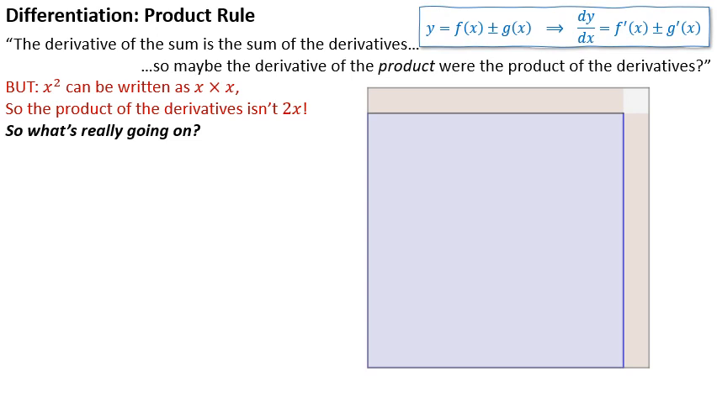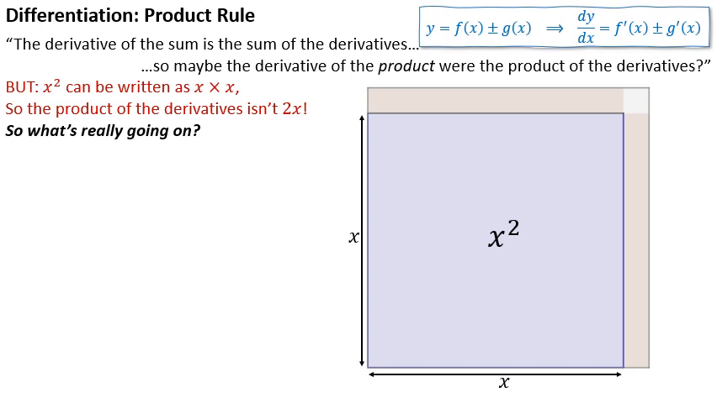This picture represents x squared. In fact, the blue bit in the middle, that bit is x squared. So we have a width of x and we have a height of x, and that big square in the middle has an area of x squared. Now, the little extra margin that you can see, that corresponds to a small change in x.